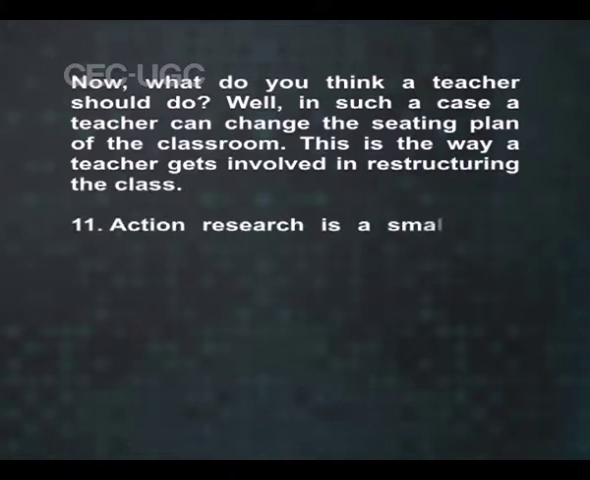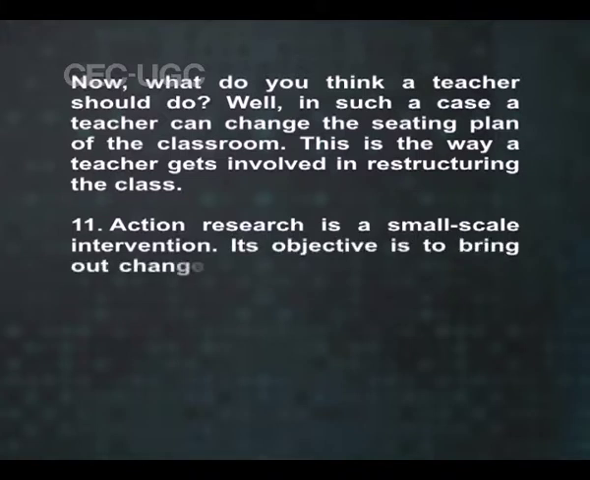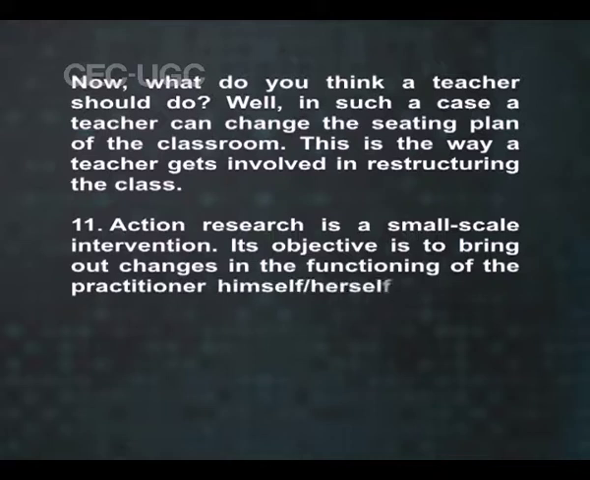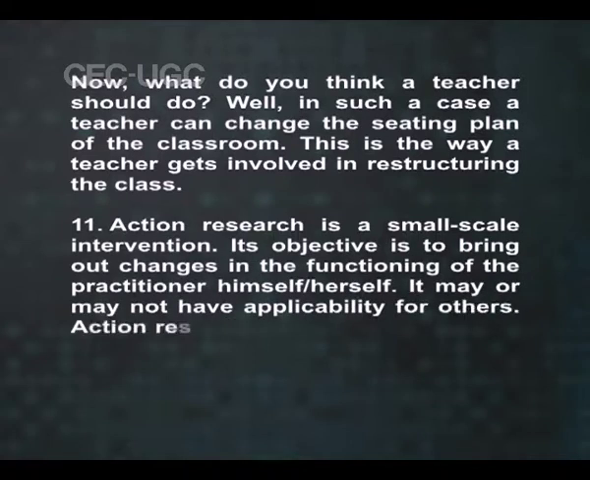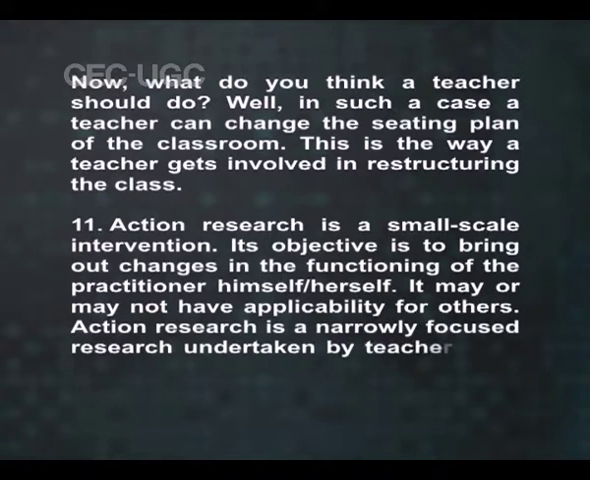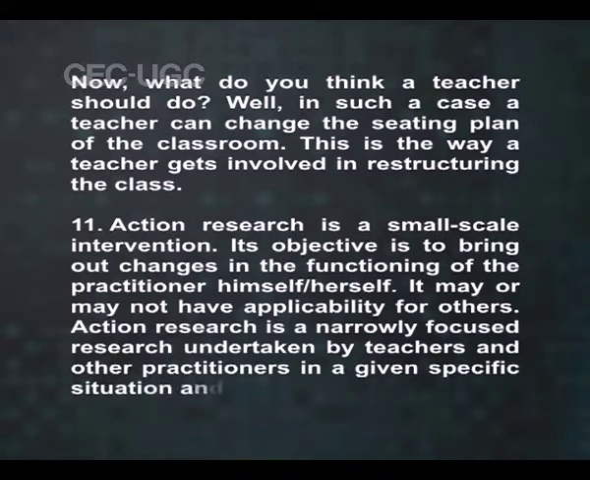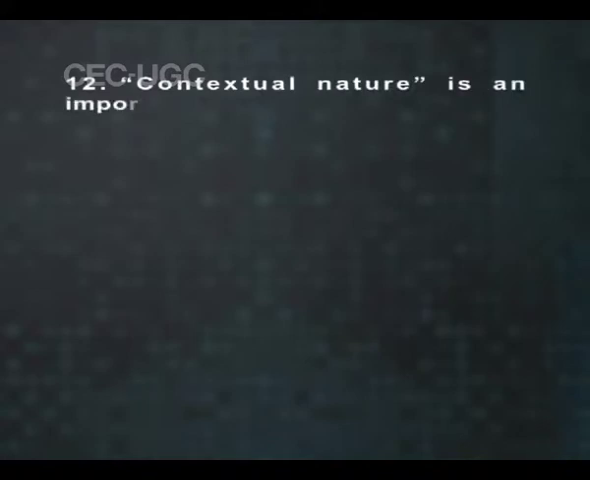Action research is a small scale intervention. Its objective is to bring out changes in the functioning of the practitioner himself or herself. It may or may not have applicability for others. Action research is a narrowly focused research undertaken by teachers and other practitioners in a given specific situation and context. Contextual nature is an important characteristic of action research.